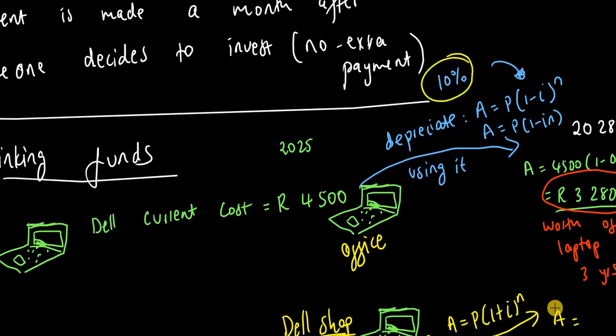So let's just say it was also 10%. So that means now the new cost will be how much? A will be 4,500 into 1 plus 0,1 to the power of 3. This is going to be the cost in the shop. Just remove the negative, you put the plus. It's now 5,989,5. This is the new cost at the shop.